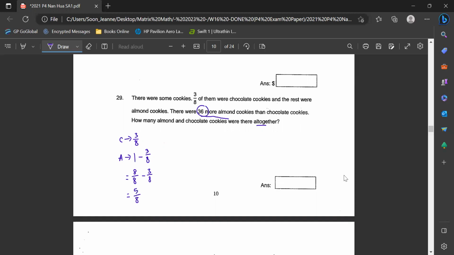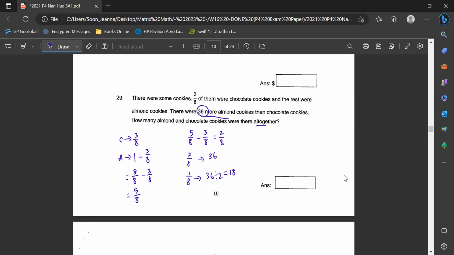So which means that when I look at the fraction between the almond and chocolate, there is a difference. So we find the difference first by taking 5/8 minus 3/8. The fraction difference between almond and chocolate is 2/8, which means 2 over 8 has a value of 36. Always remember to look for 1/8. 36 divided by 2, 18.